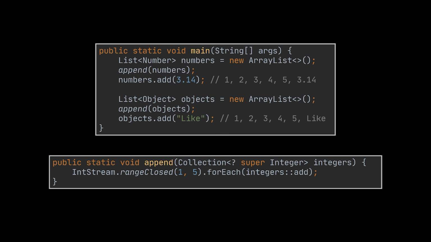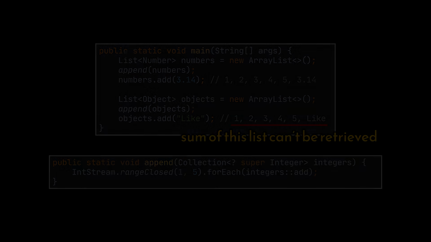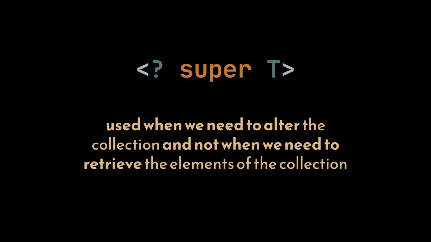If we wanted to retrieve the sum of these elements declared with the super wildcard, we wouldn't be able to do that. The compiler can't execute the sum operation on a list storing integers and strings at the same time. So, in this example, we made use of the super wildcard because we needed to add elements into the collection, we needed to alter our list, and we weren't trying to retrieve these elements from the list.